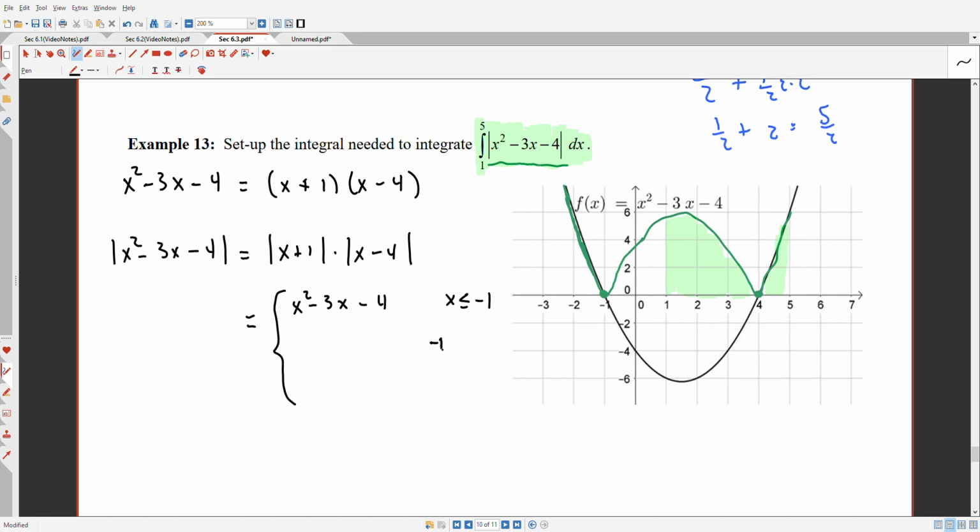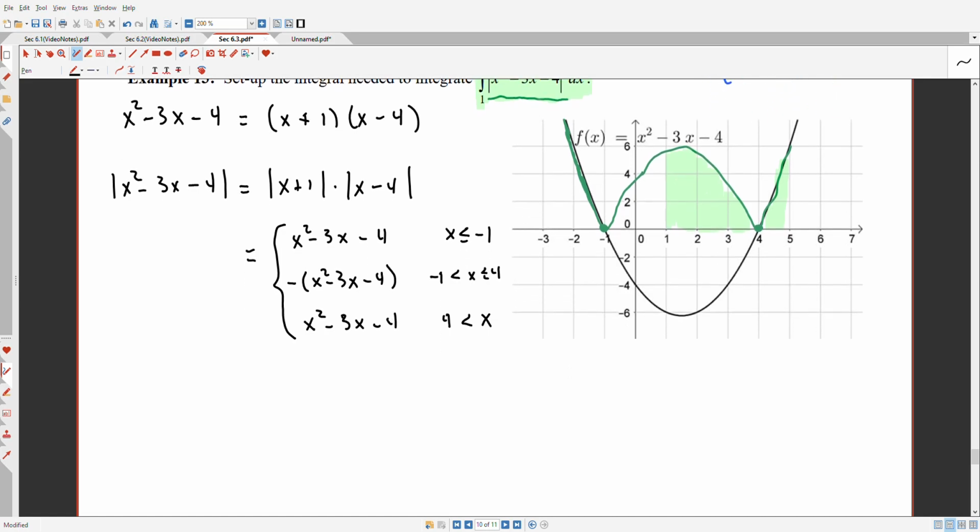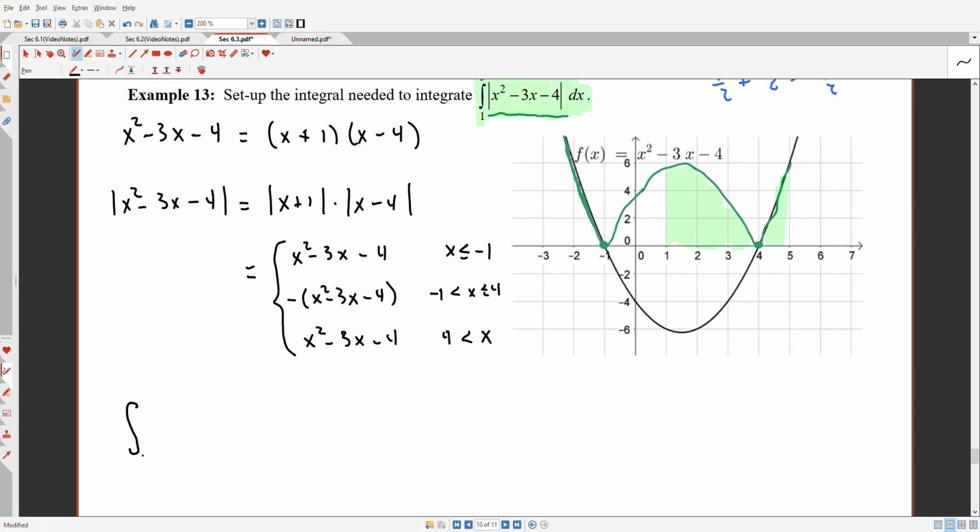But if we're in between -1 and 4, then it's got to be the negative version of itself to flip it up. And then after 4, it's just got to be itself. Right, so their graph giving us that information can help us see that. And so if we want to integrate this absolute value thing from 1 to 5, we really want to break this up into the intervals where it has to switch between being itself and being negative itself.